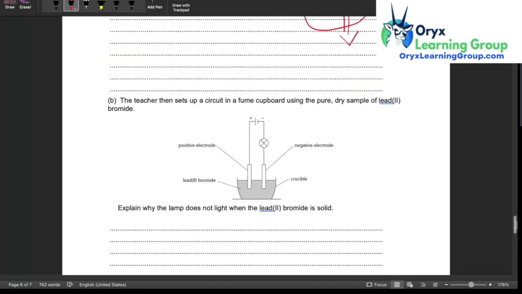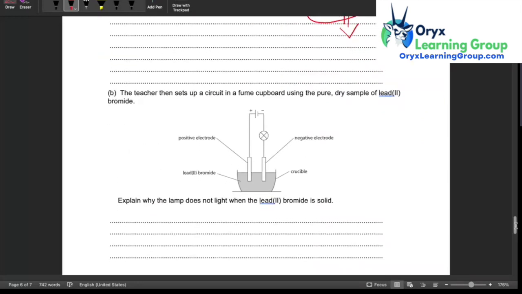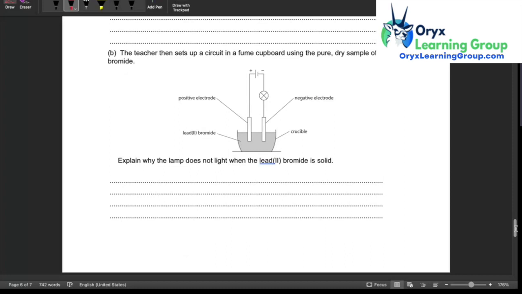Next question says the teacher then sets up a circuit in a fume cupboard using the pure dry sample of lead bromide. Explain why the lamp does not light when the lead bromide is solid. Yes, what do you think? Why does the lamp not light when the lead bromide is solid?